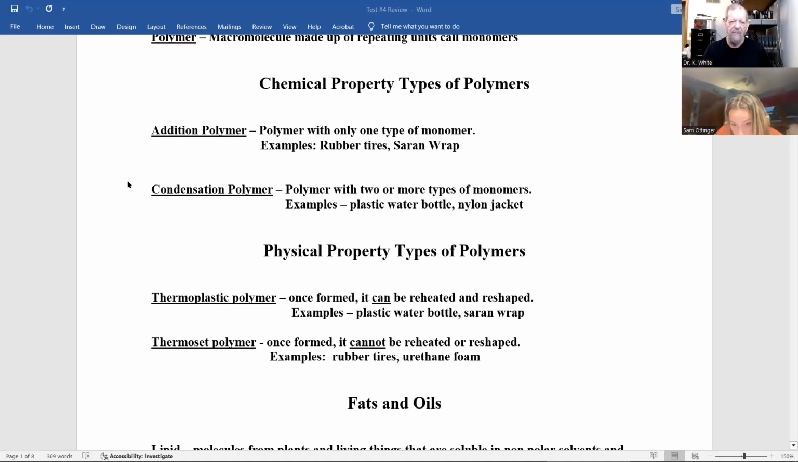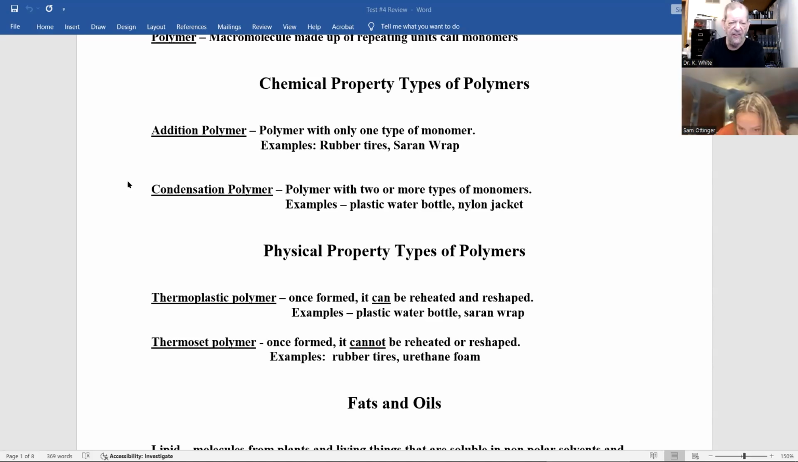All right, you should know there are two ways of categorizing polymers, one by chemical property, the other by physical property. Chemical property, the two types are addition polymer. And you should know that an addition polymer is made with only one type of monomer. Examples are your car tires, rubber tires, anything rubber, or Saran Wrap, which is polyethylene, otherwise known as plastic wrap, but I like using that name.